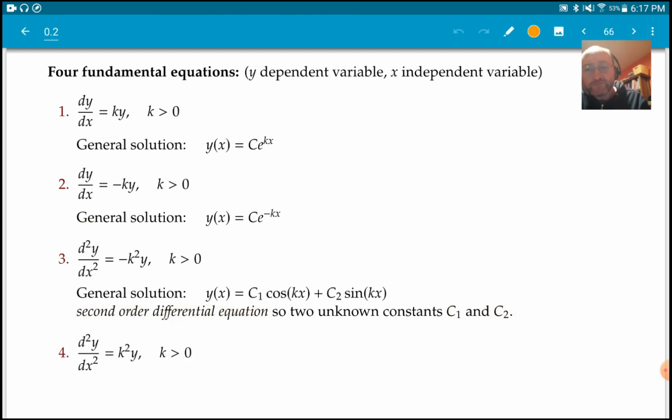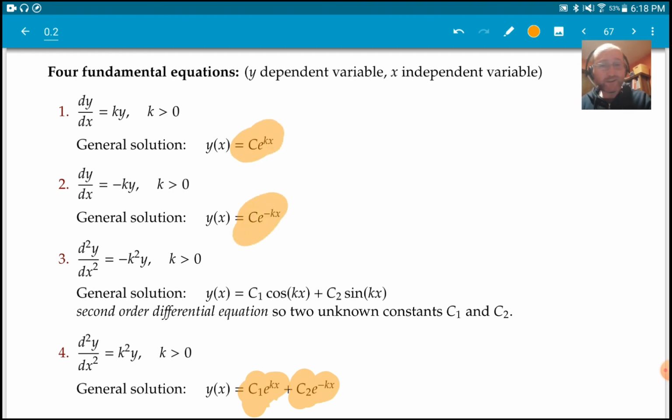Now here's another one that looks very similar, the fourth fundamental equation, again second order, but now I have a positive constant in front of the y. I'll write the positive constant as k squared. Then the general solution is going to be c1 times e to the kx plus c2 times e to the minus kx. It sort of looks like a combination of these two, and that's really where it comes from.